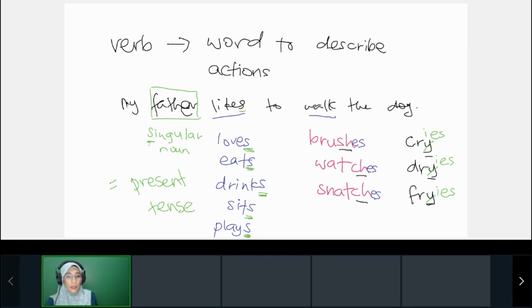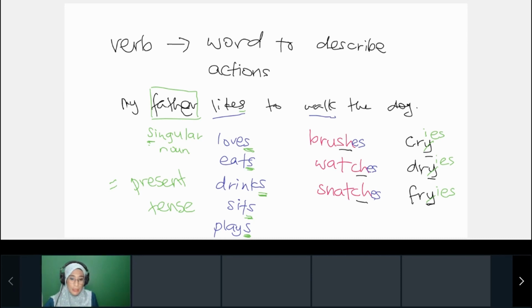All right, now this one, again, just remove the s and switch it to d: brushed, watched, snatched, okay? Even cries changes to a d. Instead of s, you change it to a d. This is all present, okay? But for past tense, again, just remove the s and then change to a d. All right, I hope that is clear for you.